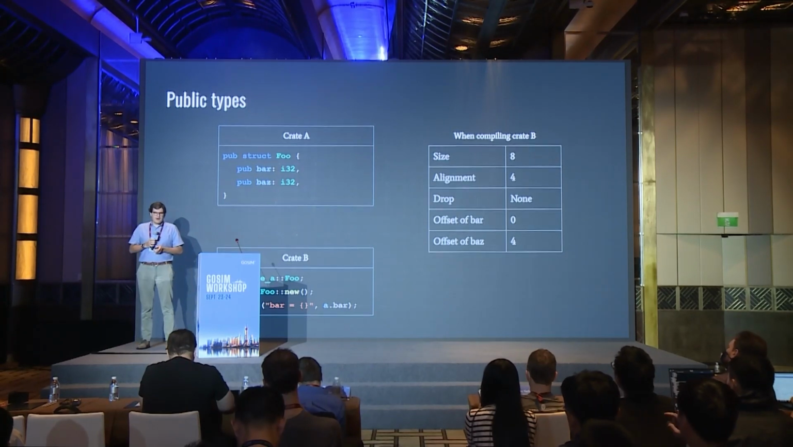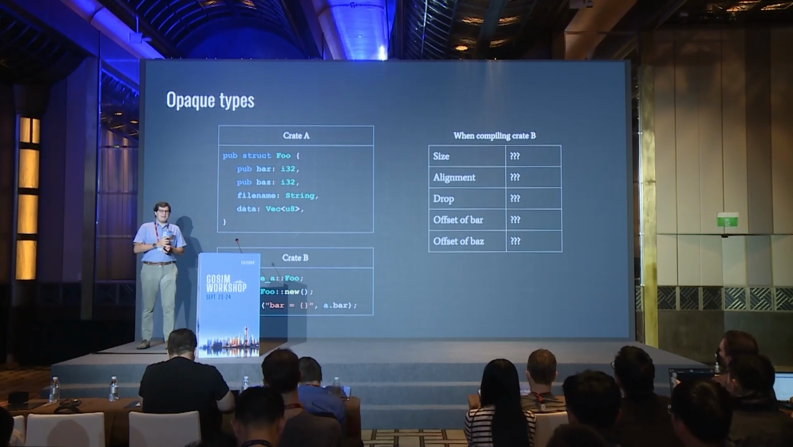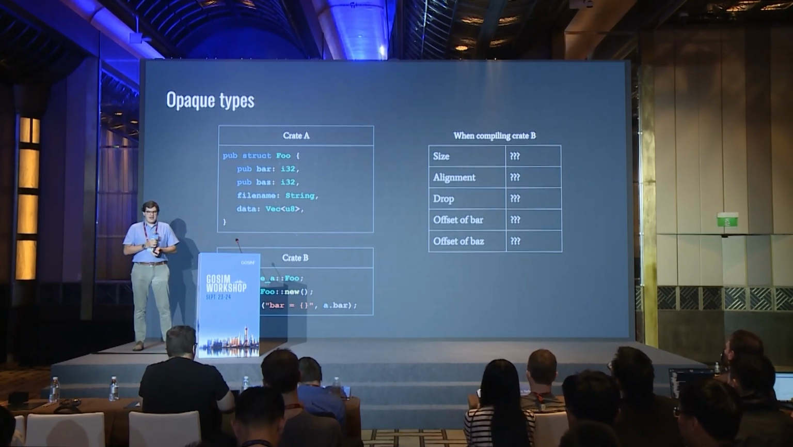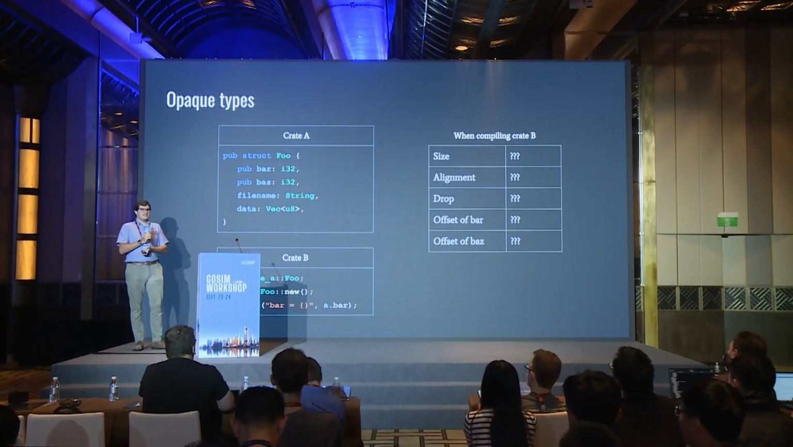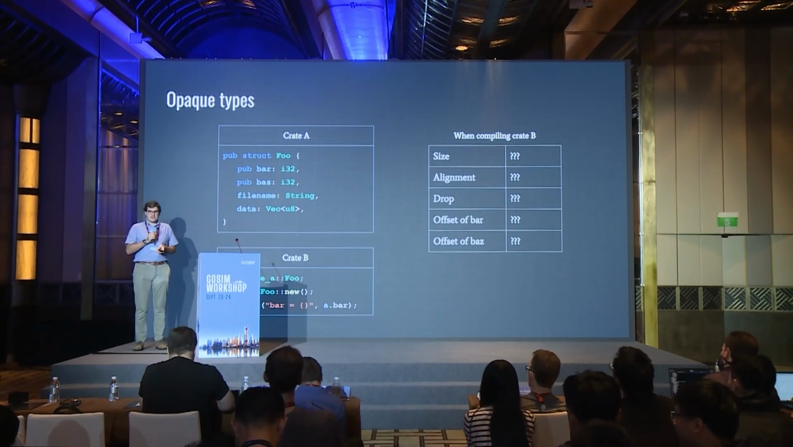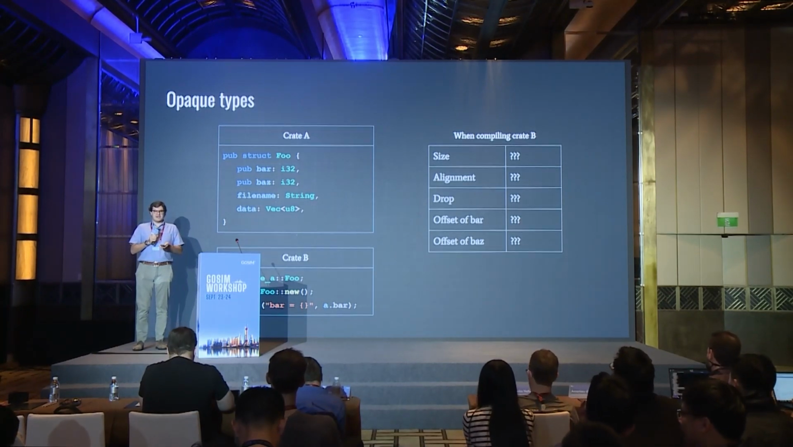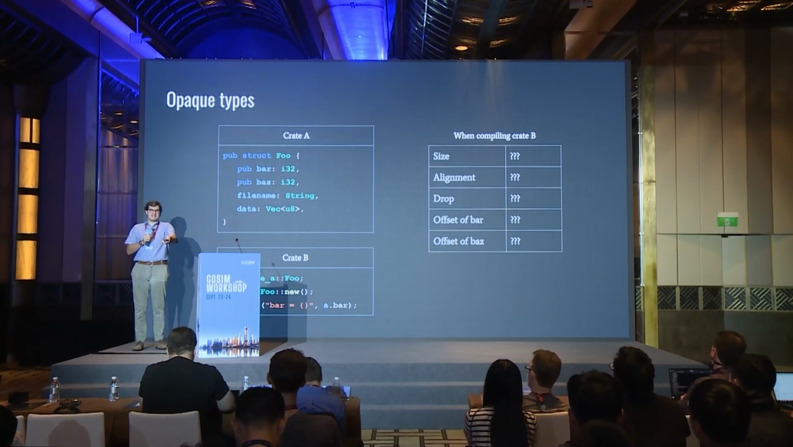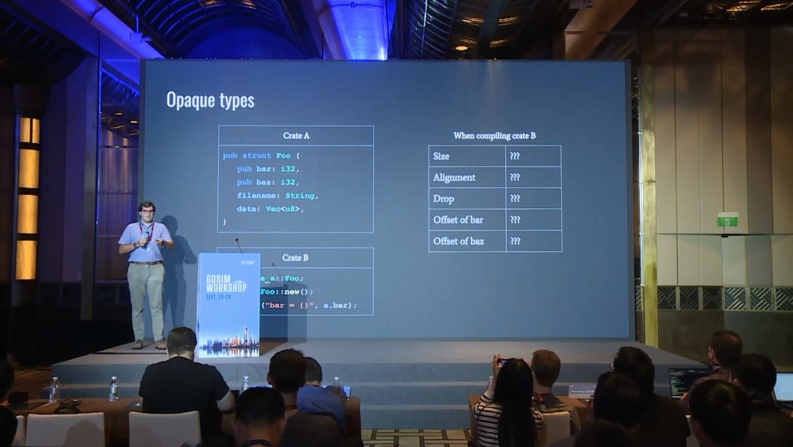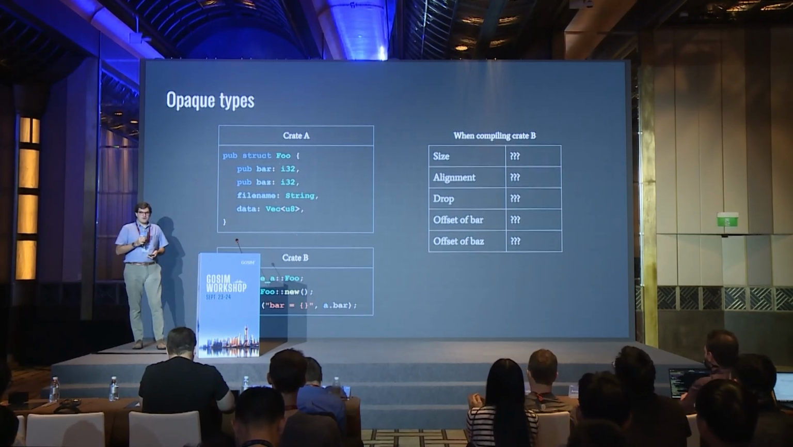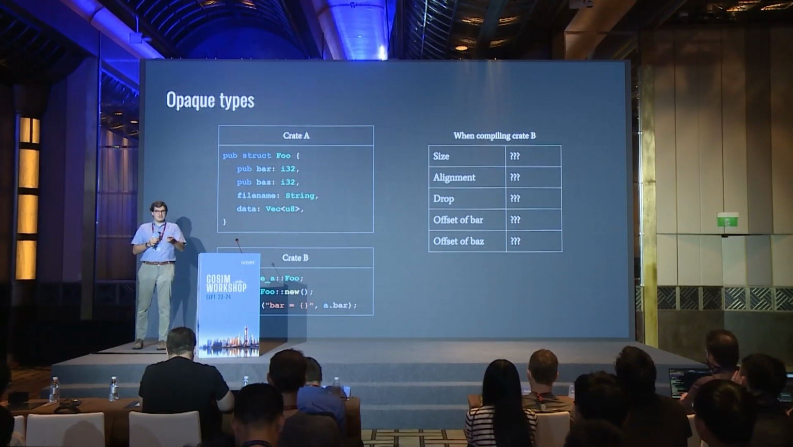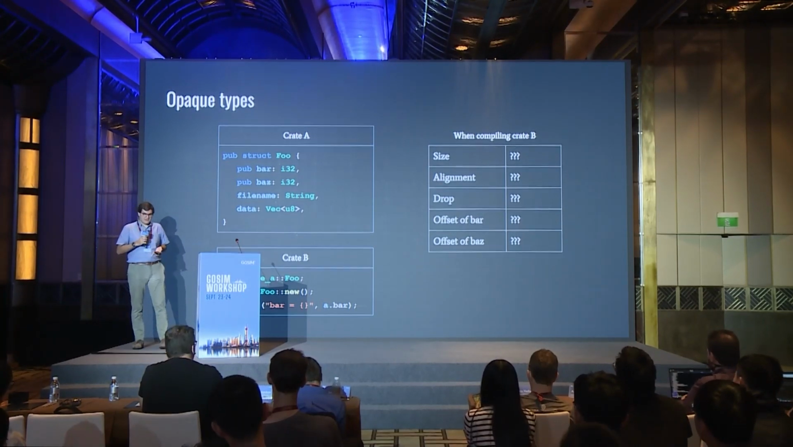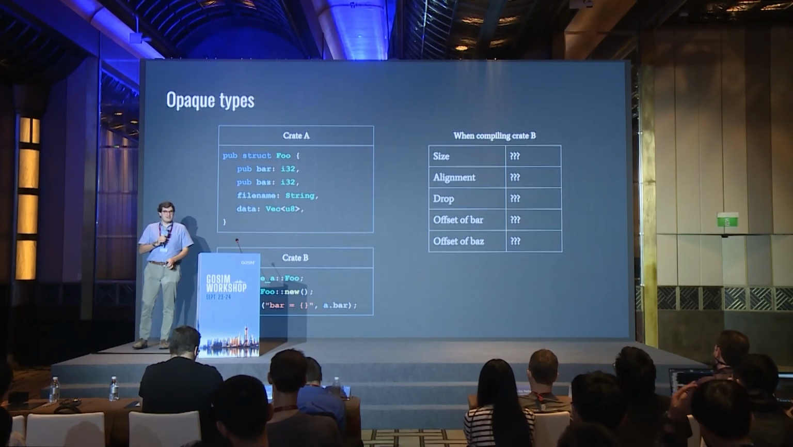However, what happens if this type has private fields? Now, crate B is very confused. It doesn't know what the size of this type is because, sure, that's the layout in crate A today, but a future version of this crate could add more fields or remove some. As long as it doesn't change the public fields, it's fine.